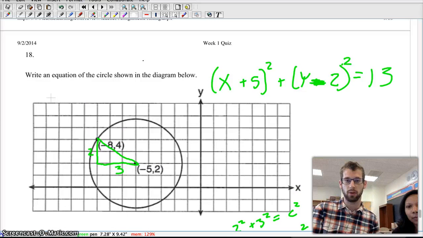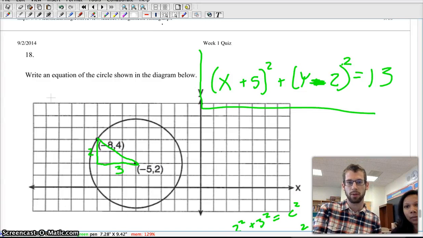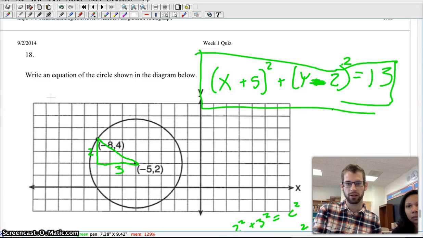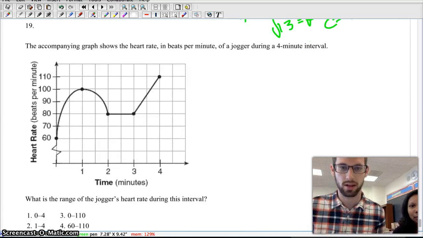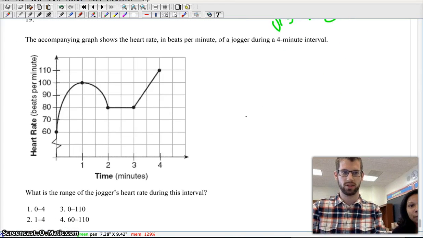So this is not multiple choice. This is your final answer. I'm going to put a box around it so my teacher knows really clearly what my answer is. It's a bad box. It's a very bad box. I'm sorry. Excuse us for our poor box.